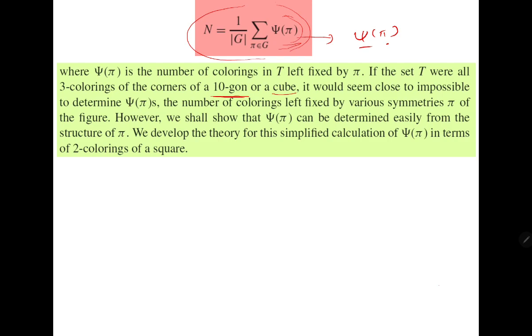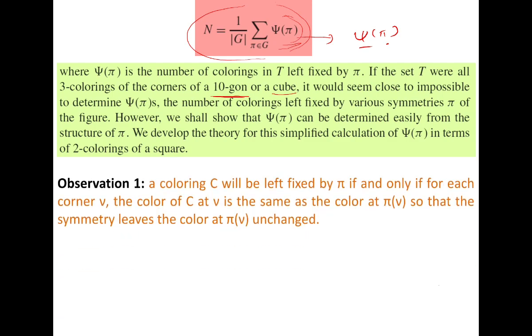So that's why we will see a simpler technique, which is known as cycle index, to compute psi of pi. We'll use the same formula, but we will see a technique to compute psi of pi. For the computation, there are two important observations. The first one says that a coloring would remain fixed by pi if for each corner V, the color of V is the same as the color at pi of V.